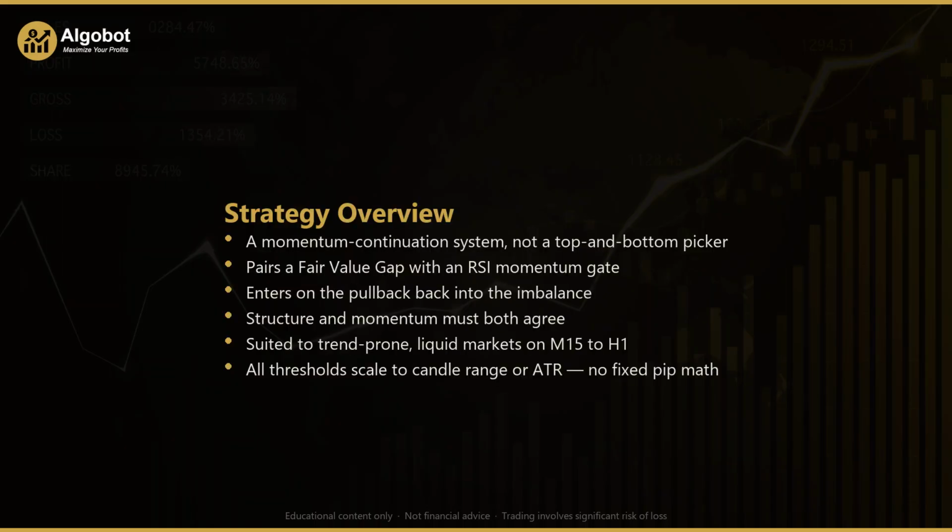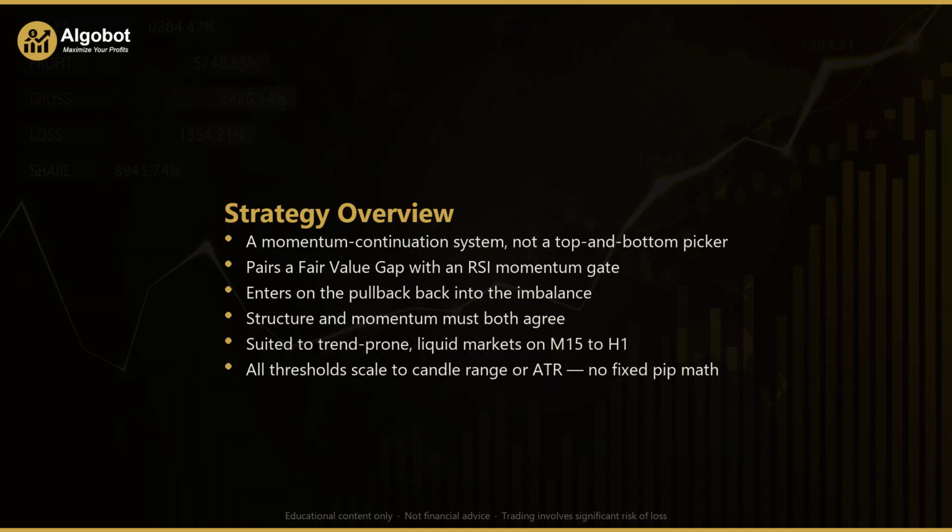So what exactly does this expert advisor do? At its core, FVG Momentum Pullback is a continuation system. That means it doesn't try to predict tops and bottoms or fade strong moves. Instead, it waits for the market to show its hand with a decisive, one-sided move, and then it looks to join that move on a pullback. The strategy is built on 2 independent ideas that must agree before any position is opened.